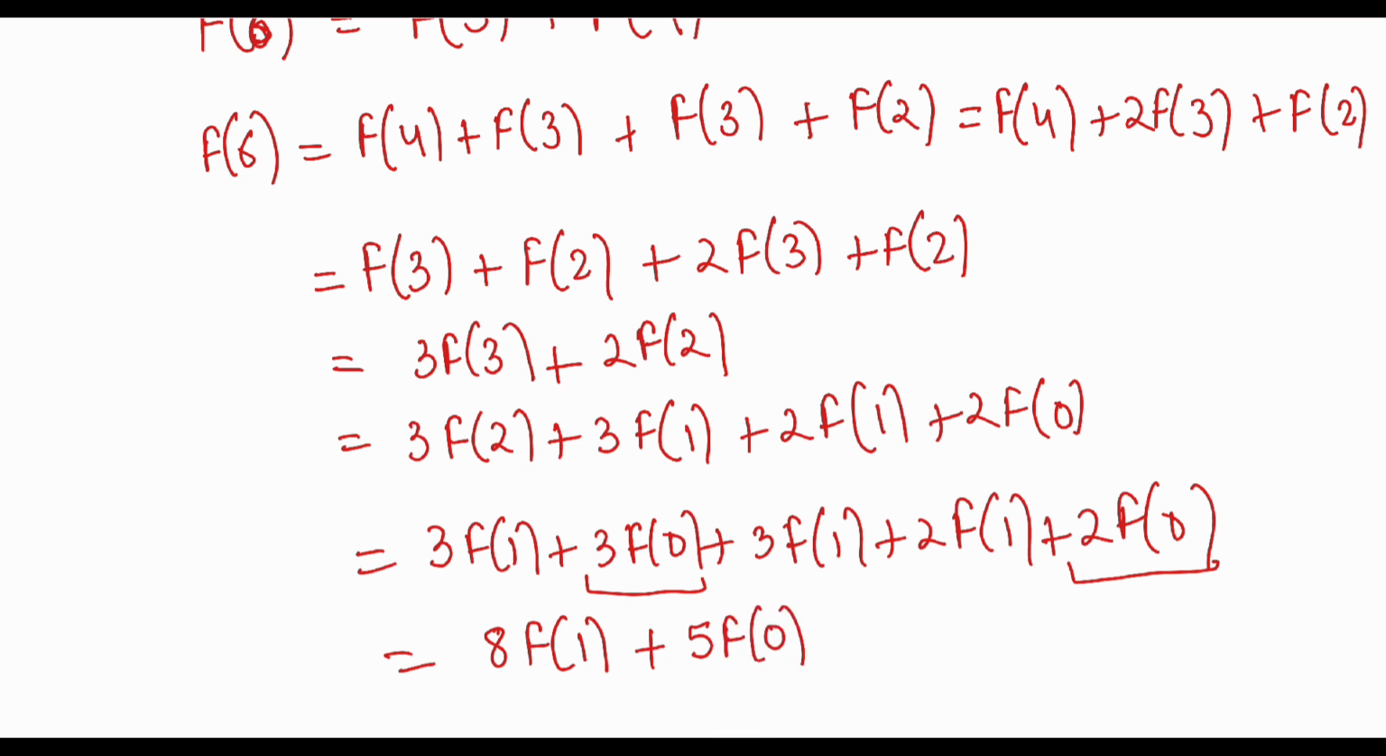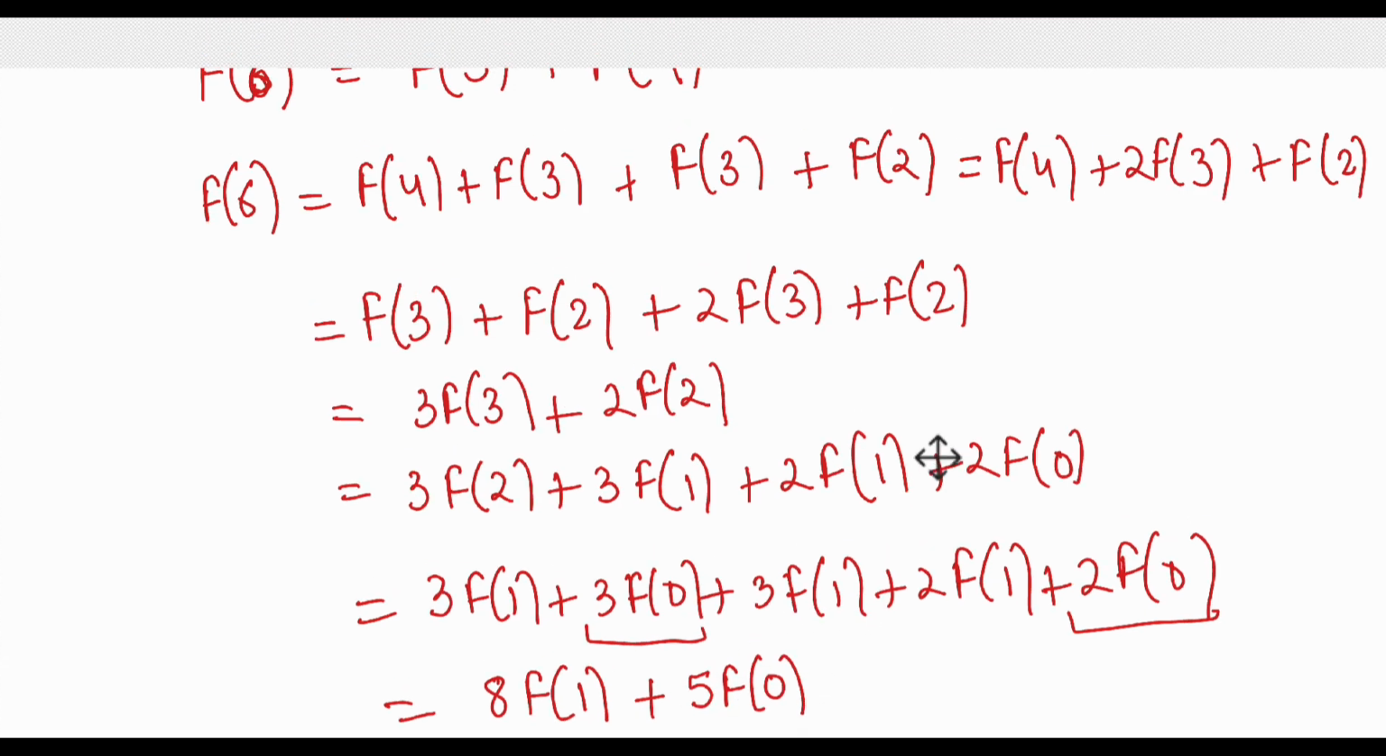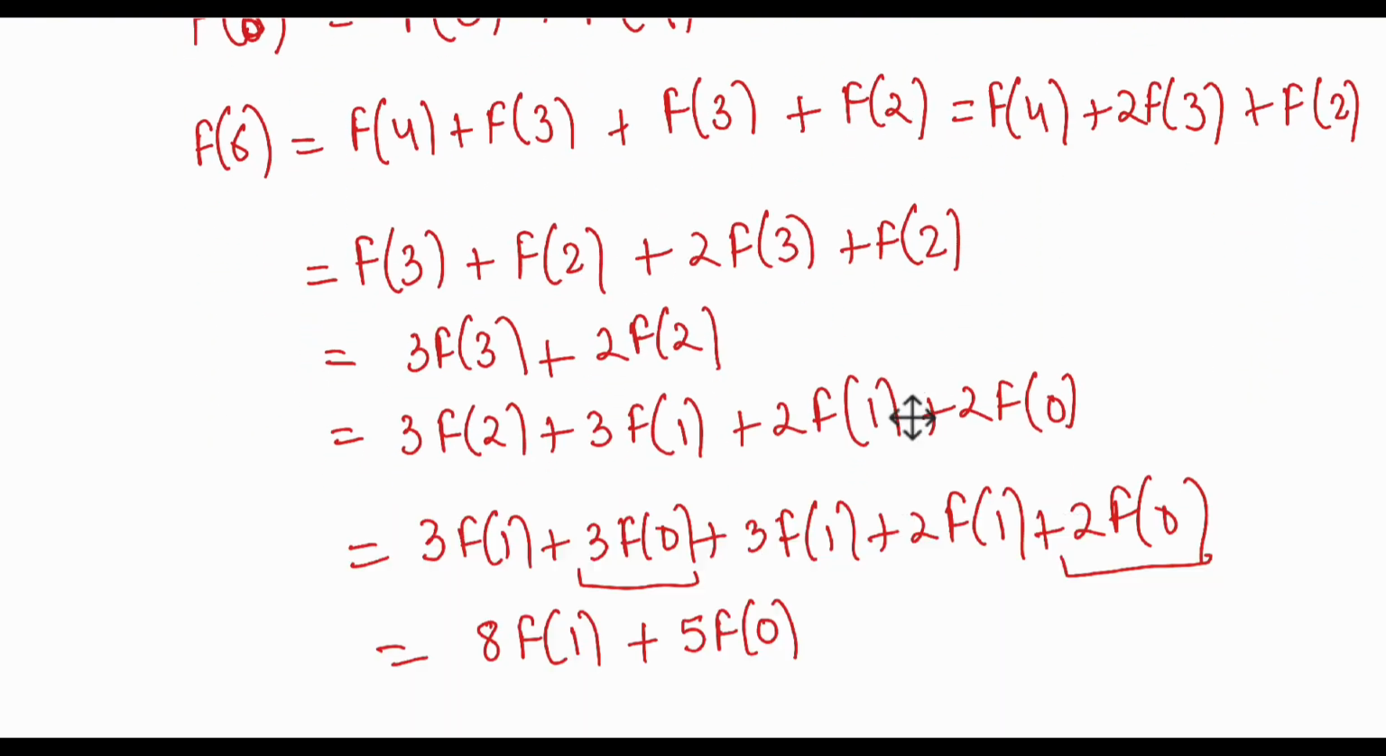I think that is it. So what is the Fibonacci of 1? Fibonacci of 1 was 1 and of 0 is 0. So if we just do it, it will become equal to 8 times 1 plus 5 times 0, which means the Fibonacci of 6 will come out to be 8.